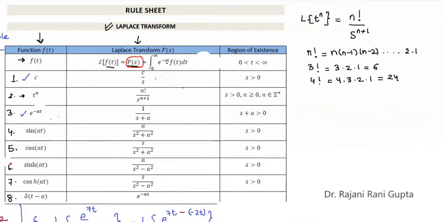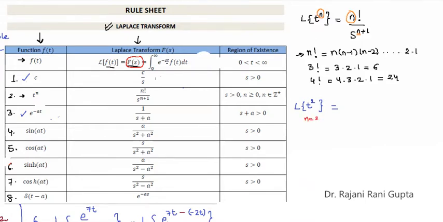You don't need to worry about calculating n factorial, because nowadays the calculator has a direct function for it. You can just press it and it will give you the result. Now, how will this rule work? You need to identify the value of n, which is the power of t, and replace it here and here in the bottom.